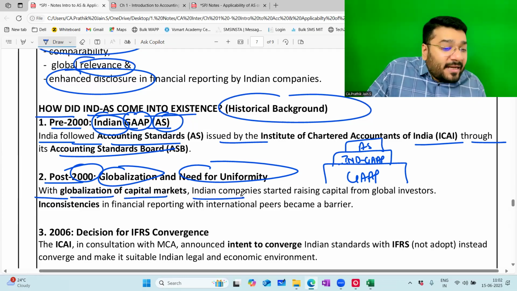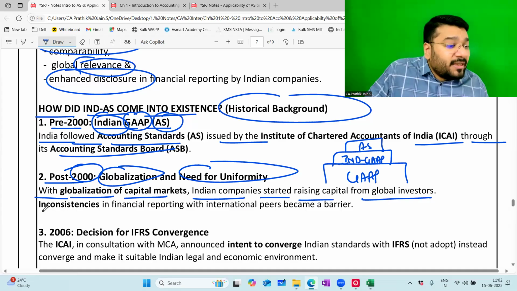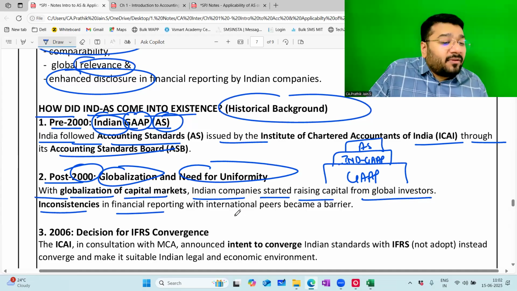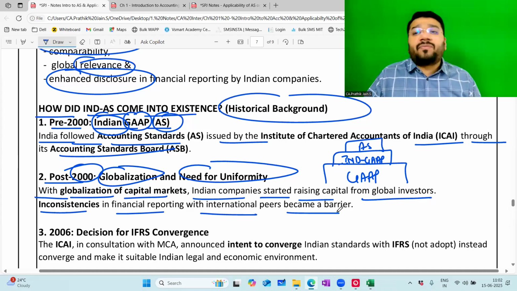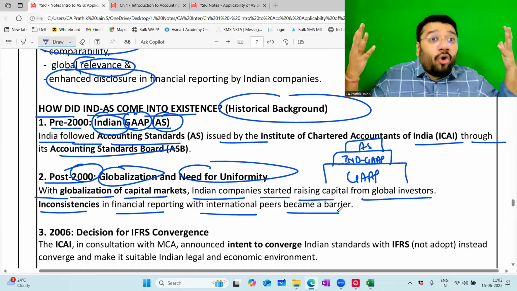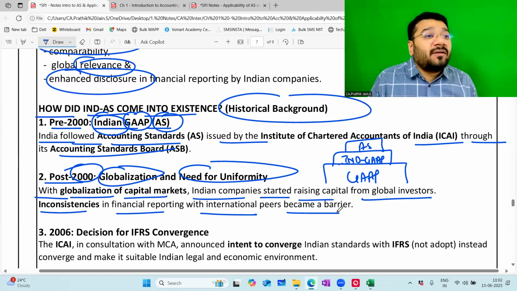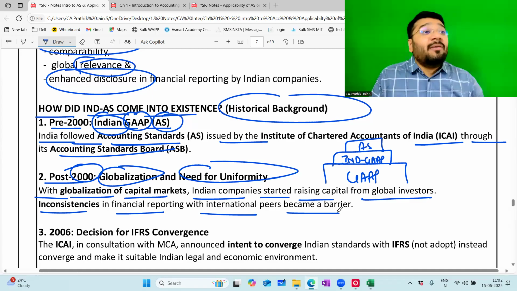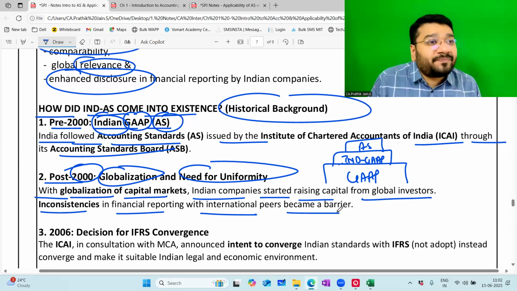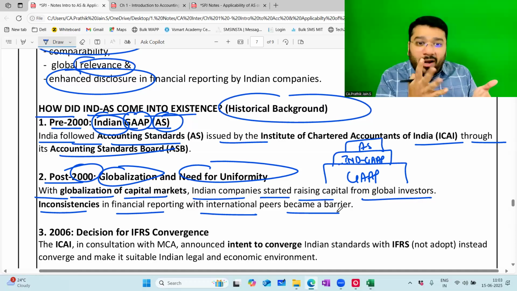With globalization of capital markets, Indian companies started raising capital from global investors, but inconsistency in financial reporting with international peers became the barrier. So after 2000, we wanted to grow at the international level. So you wanted funds from whom? Foreign investors. When foreign investors saw an opportunity in our country, they wanted to invest. But what stopped them from investing? The financial statements that they were reviewing, they could not understand.